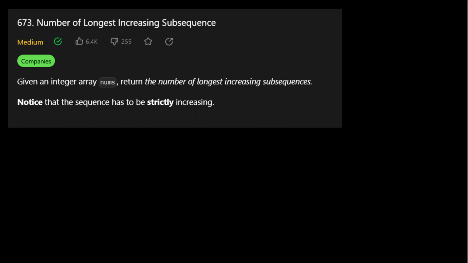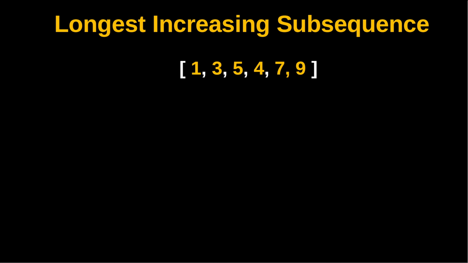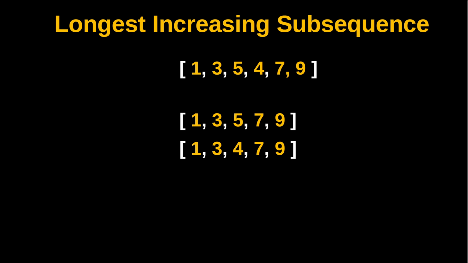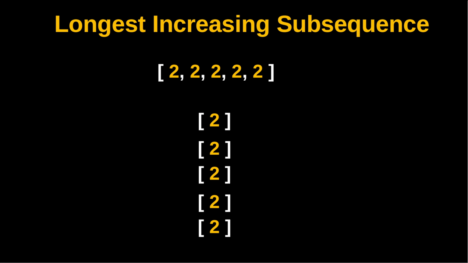In this question, we are tasked to find the number of the longest increasing subsequence given an integer array. For example, in this array, the longest increasing subsequences are 1 3 5 7 9 or 1 3 4 7 9. So we will return 2 as the total number of the longest increasing subsequence. Suppose we are given this array where all the values are 2. The longest increasing subsequence is 2, and there are 5 of them, so we will return 5. Now that we understand what is required of us, let's start building the solution.